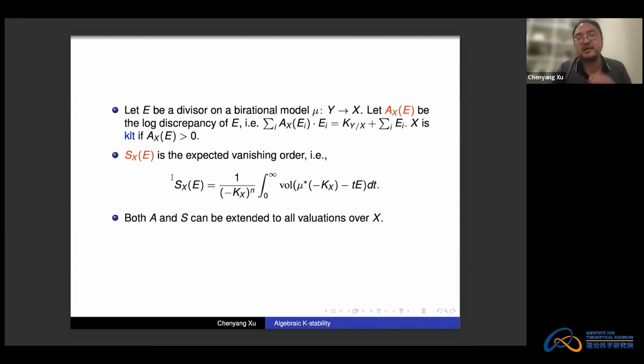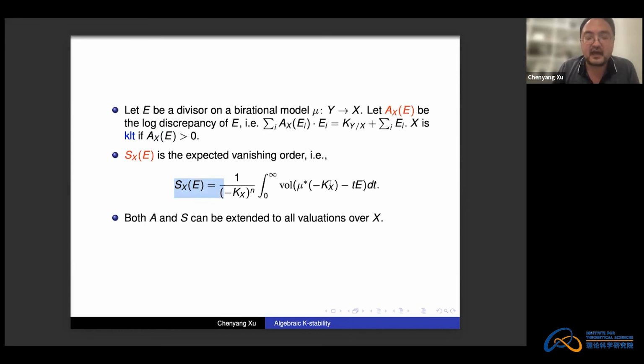So yeah, if you haven't heard of log discrepancy, it may look a little bit strange. Then you can just think about it as a smooth manifold. The Fano variety is smooth. Then this log discrepancy is basically, when you choose a birational model and pull back your coordinates, the change of the Jacobian will vanish along this E at some order, and that's just the order. So this is just the order of the Jacobian when you change the coordinates. And the S function is the so-called expected vanishing order.